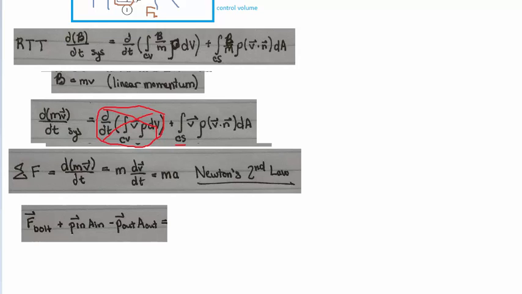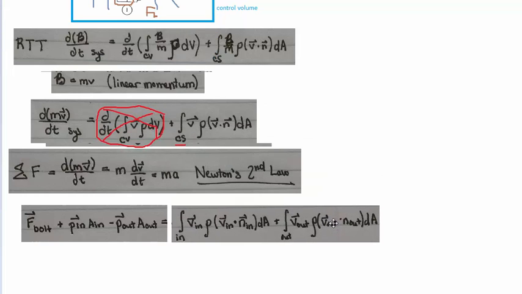Okay, so what about on the right-hand side with those control surfaces? That's going to get us two different integrals, and they're going to look like this. Like I said, we're going to have one for the inlet and one for the outlet.